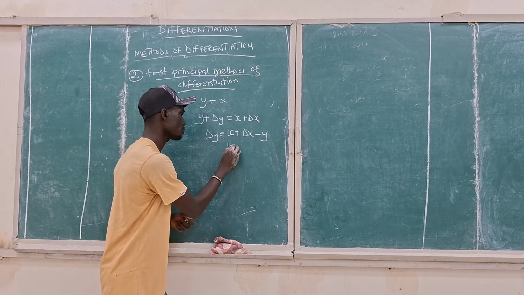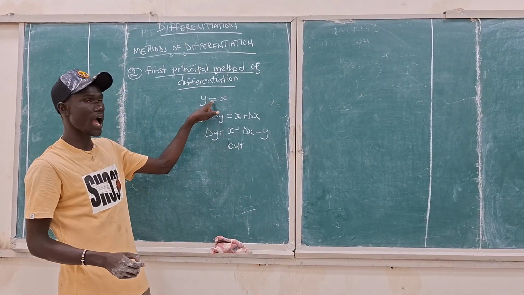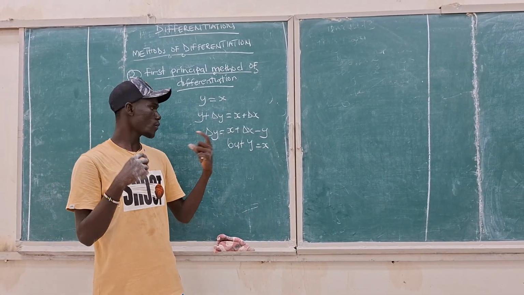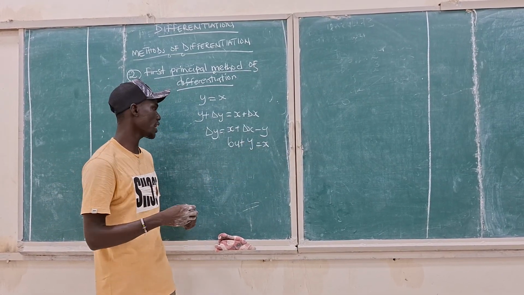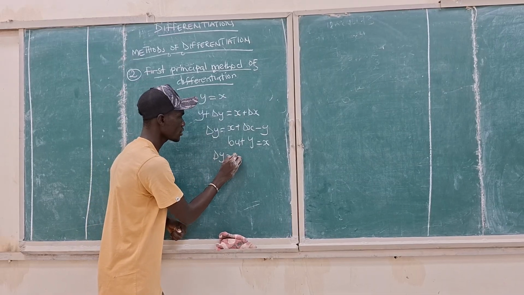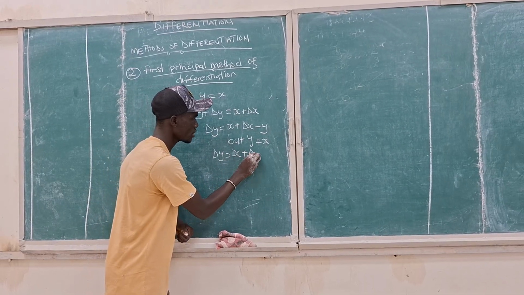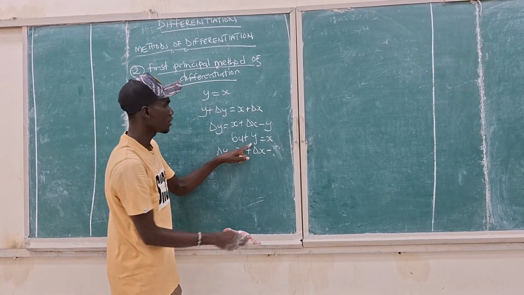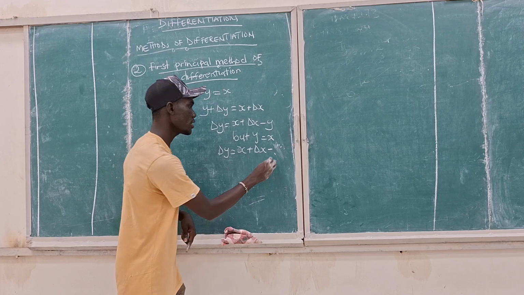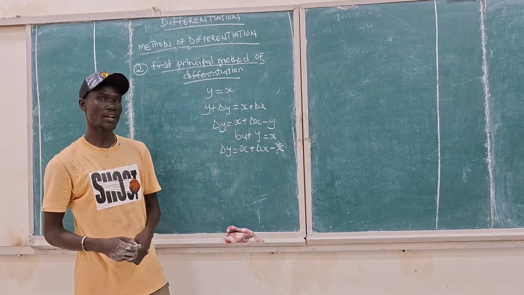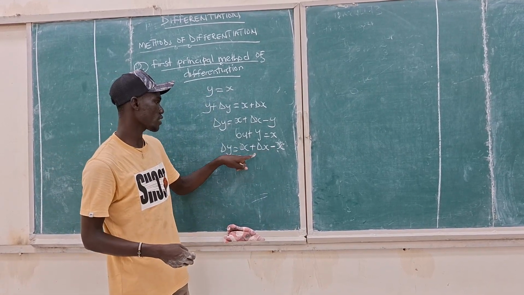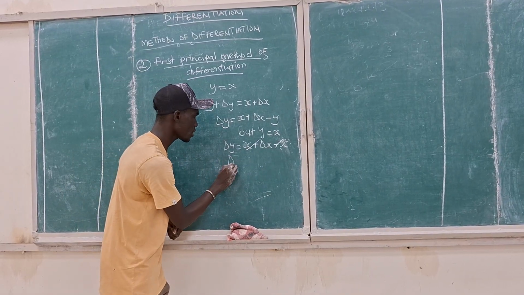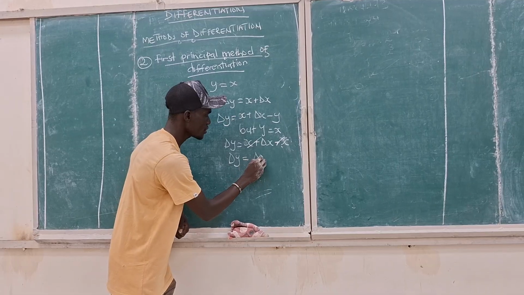According to the question here, y is equal to x. Therefore, wherever you see y, you put x. We say that dy is equal to x plus changing x minus y, and y is equal to x. Then we look at the equation. We have x and we have x. It is x minus x. It cancels. Then we're going to have dy is equal to changing x.